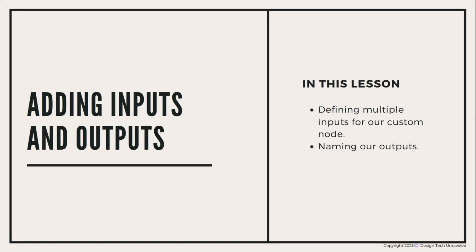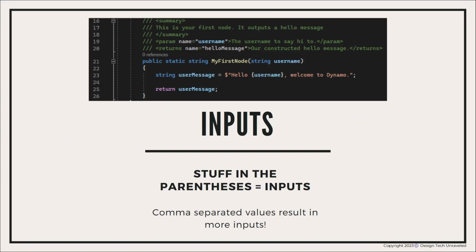And now that we've created our first ZeroTouch node, added documentation, and renamed the output, let's go ahead and look at how to add multiple inputs and to further expand upon the output. In this lesson, we are going to be looking at defining multiple inputs for our custom node and naming our outputs. That's going to be a bit of a review because we covered that in the previous lesson. So it's fine, we're going to go ahead and do it once again.